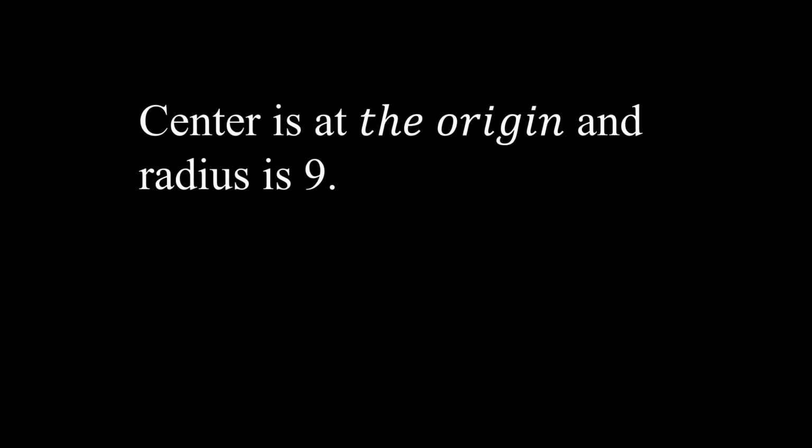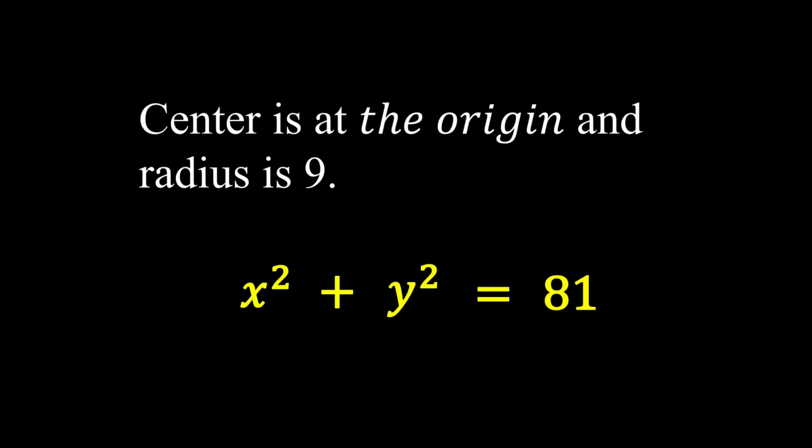Center is at the origin and radius is 9. We follow the given standard form whose center is at the origin. We have x squared plus y squared is equal to, the radius is 9, 9 squared. When we simplify 9 squared, that is 81. Therefore, the equation now is x squared plus y squared is equal to 81.